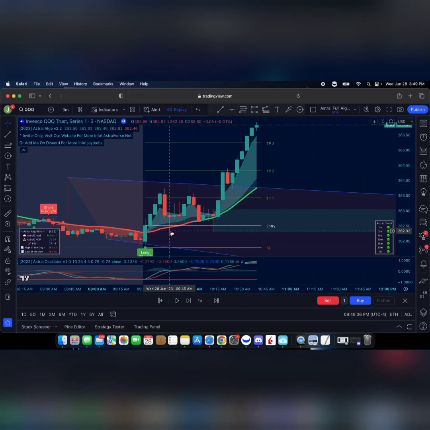Let it retrace. Let it hit the white line. You hold it till the white line, as long as you have time. Most of the time, 3-minute, I'd say usually 0 DTE, 1 day expiry. Usually hits every time, 3 minutes. It just plays out the whole day.